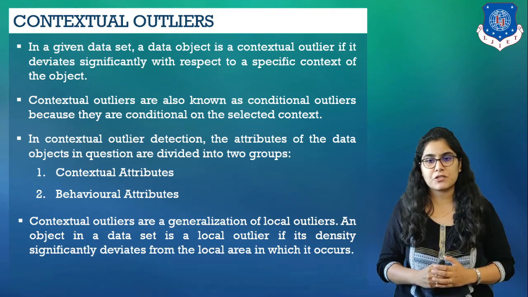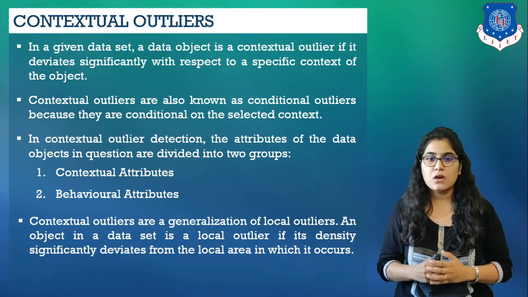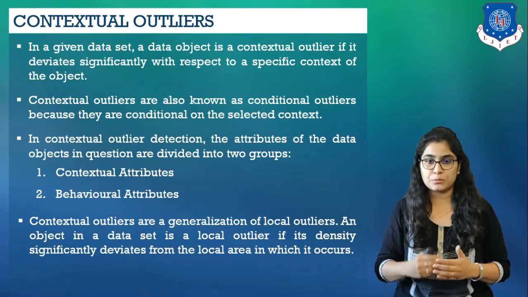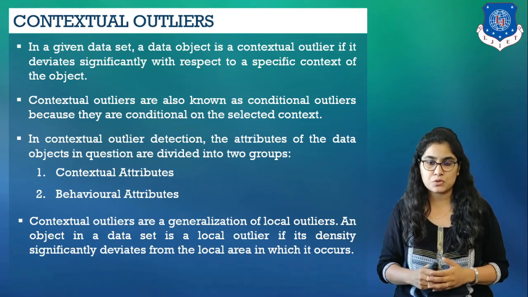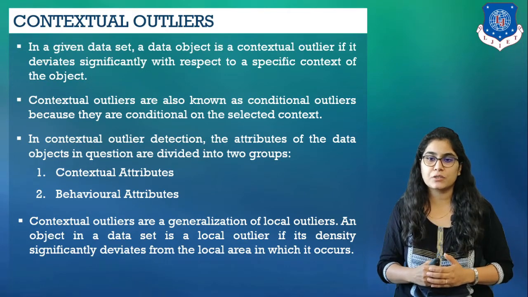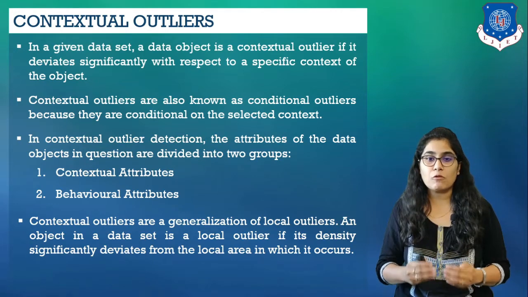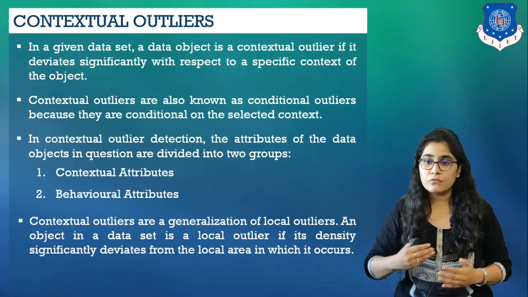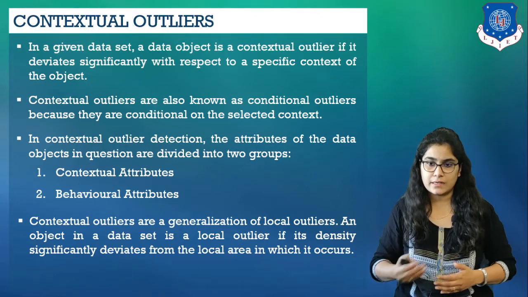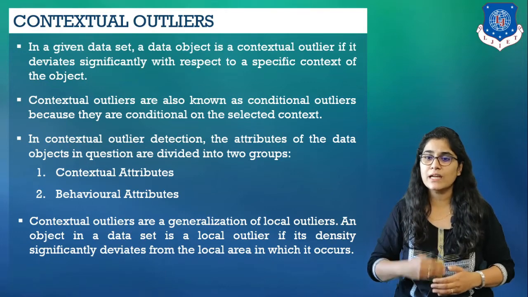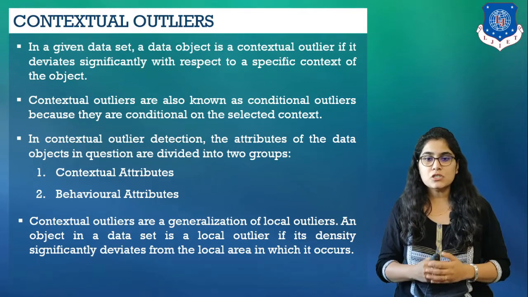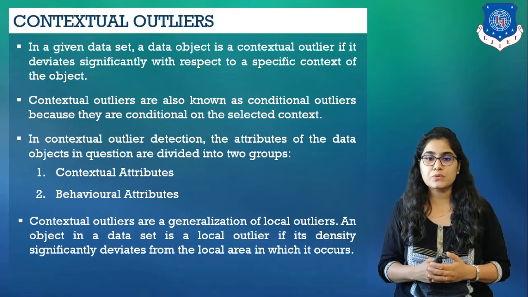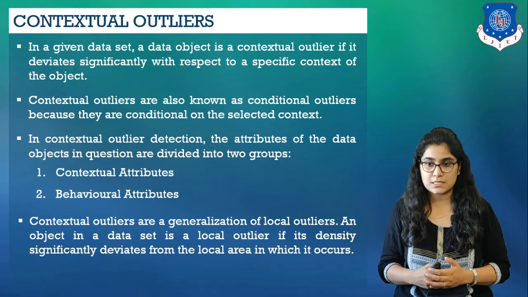Unlike global outlier detection, in contextual outlier detection, whether a data object is an outlier depends not only on the behavioral attributes but also on the contextual attributes. A configuration of behavioral attribute values may be considered an outlier in one context, that is, 28 Celsius is an outlier for winter, but not an outlier in another context, that is, 28 Celsius is not an outlier for summer. Contextual outliers are a generalization of local outliers, a notion introduced in density-based outlier analysis approaches.